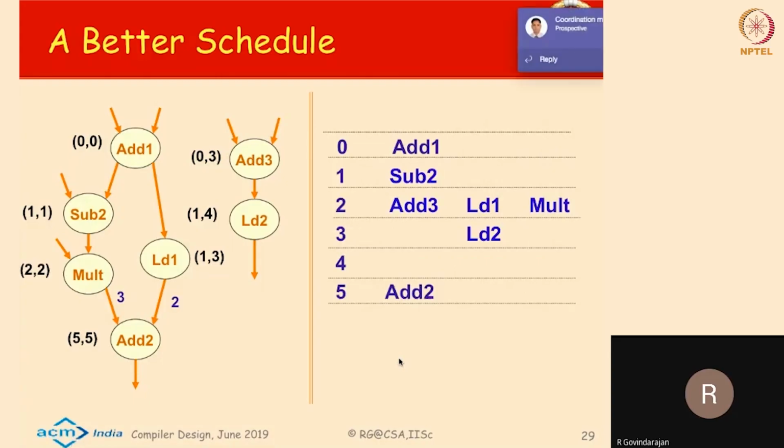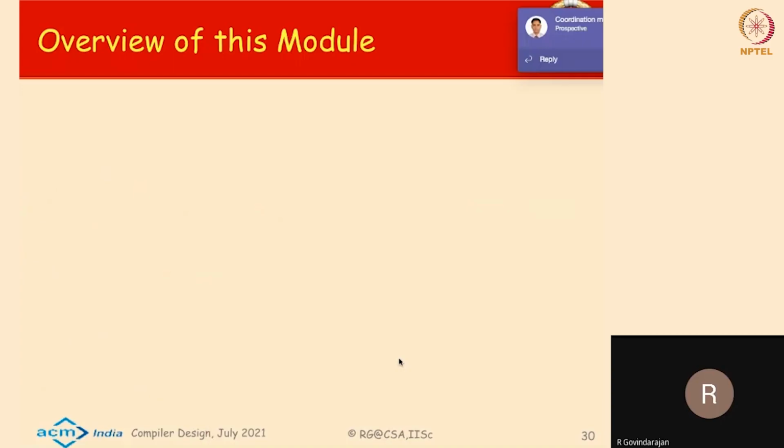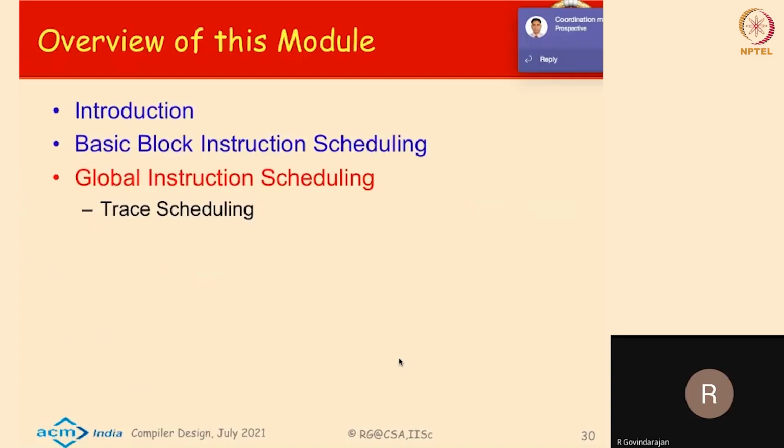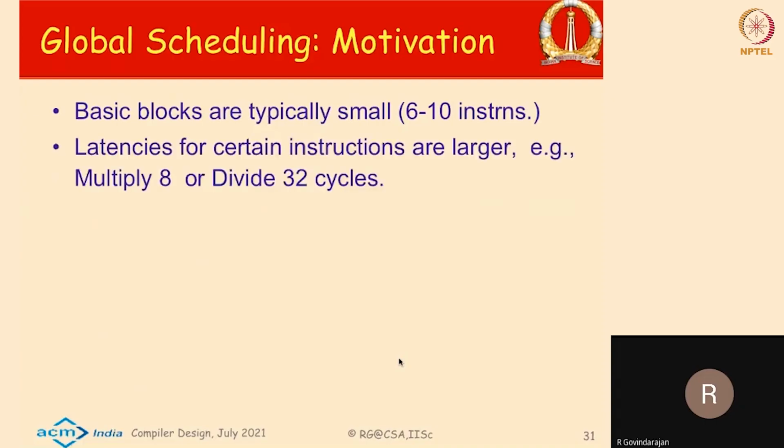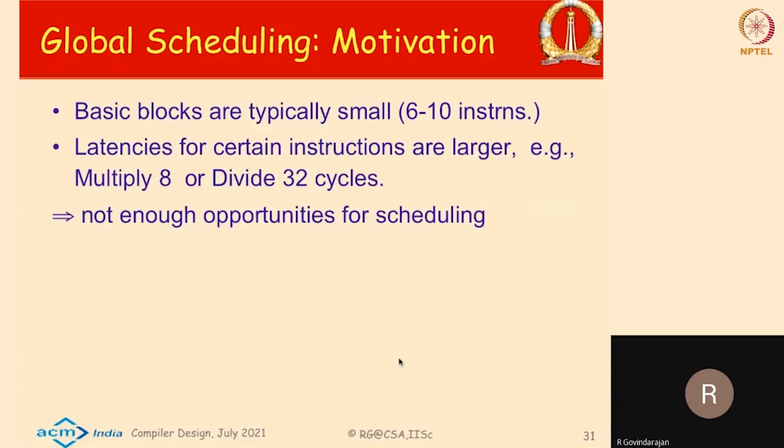Okay, now let's just move on to global instruction scheduling. So you could do basic block instruction scheduling, which is nice, but the problem with basic block scheduling is that basic blocks are too small. You typically have only 6 to 10 instructions in most basic blocks. The average number of instructions is somewhere around 5 or 6, and therefore you have very little opportunity for doing instruction scheduling, particularly when you have functional units which take a large number of cycles, for example, multiply, divide, and so on. So you have very little opportunity.